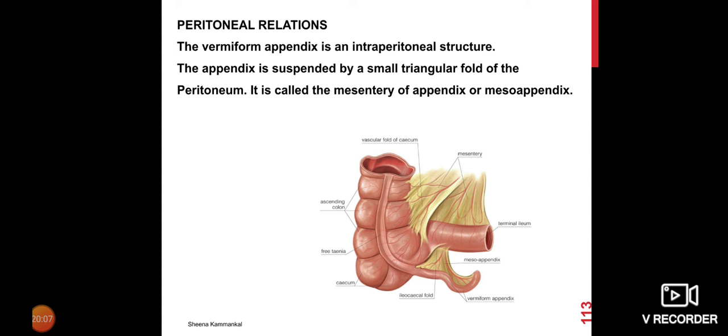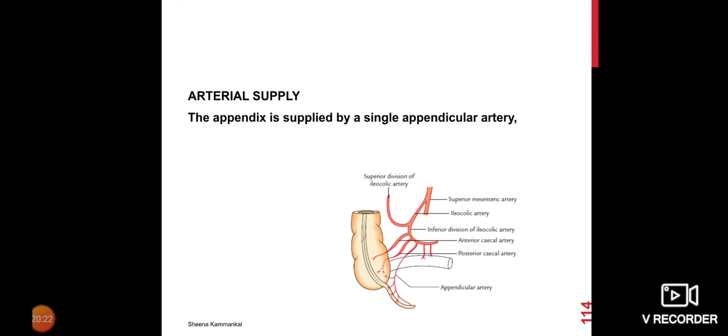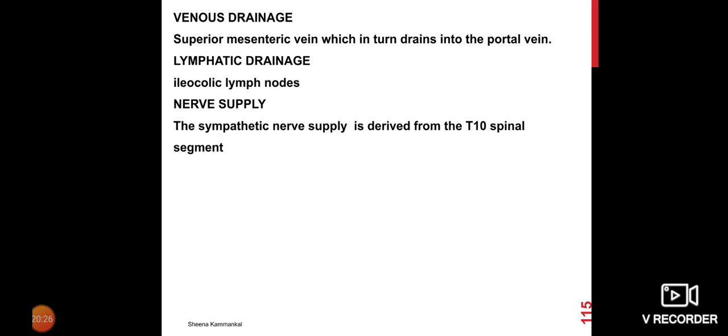Regarding the peritoneal relations, the vermiform appendix is an intraperitoneal structure. Intraperitoneal means it has peritoneum. The peritoneum is called the mesoappendix. Arterial supply is by the appendicular artery, venous drainage is to the portal vein, lymphatic drainage is to the ileocolic lymph node, and nerve supply is sympathetic and parasympathetic.